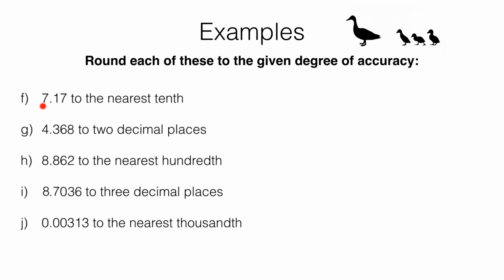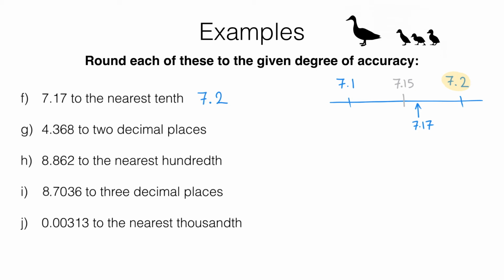In question F, we're rounding 7.17 to the nearest tenth, which is the same as rounding to one decimal place. Pause the video and see if you can have a go at this one for yourself. Here's what you should have found. 7.17, so that's 7 and 1/10 and a bit, lies between 7 and 1/10 and 7 and 2/10. Halfway in between those, we have 7.15. So 7.17 is to the right of that, which means it's closer to 7.2. So to the nearest tenth, it is 7 and 2/10.